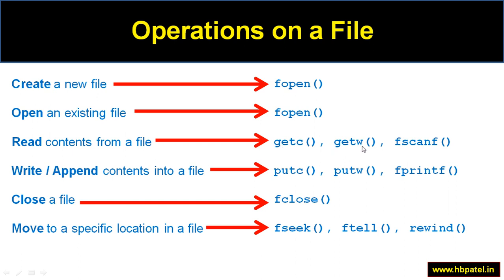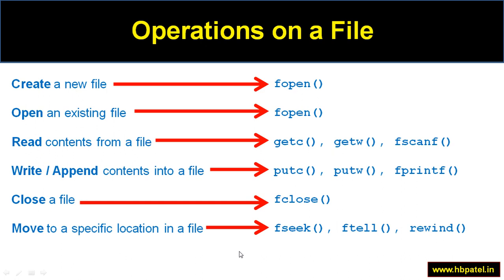For reading a number, meaning an integer, we have getw. And if you want to read multiple variables like integer, float, character, sometimes even structure, then we use fscanf. In the same way, for writing something into the file, if you want to write a particular character, it's putc. If you want to write an integer number into the file, it's putw. And if you want to write, let's say, two or three different data together, then it's fprintf. Then you can close the file once the transactions are over.